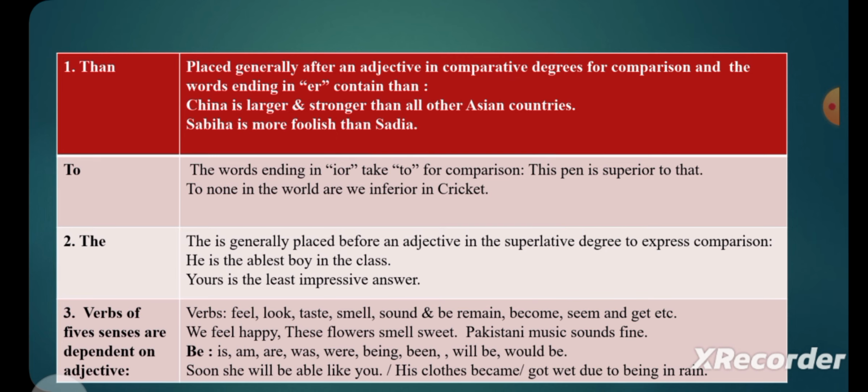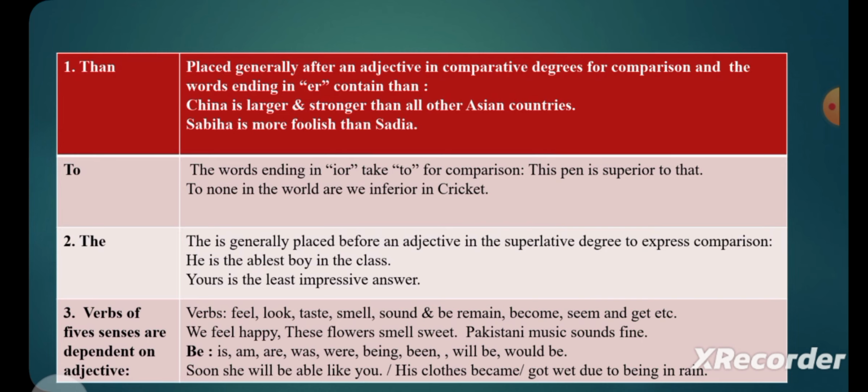Number three, verbs of the five senses like feel, look, taste, smell, sound, and certain other verbs like be, remain, become, seem, and get are dependent on adjectives. That is, they cannot express the sense without the adjectives. For example, we feel happy. These flowers smell sweet. Pakistani music sounds fine.